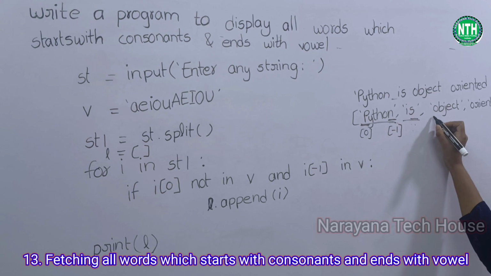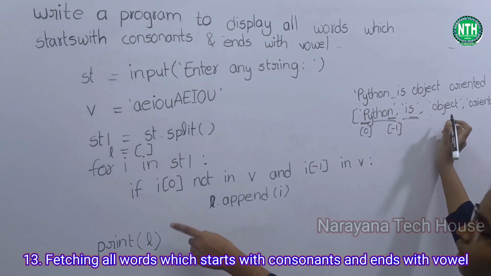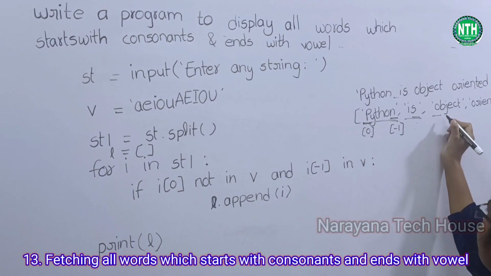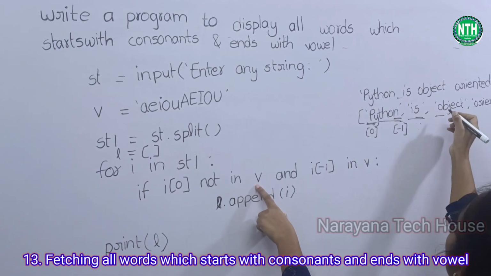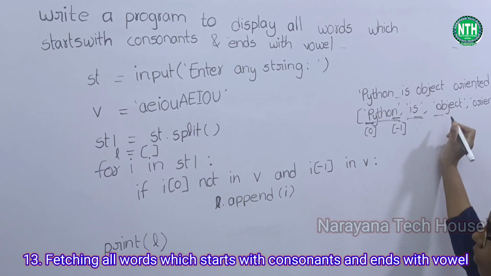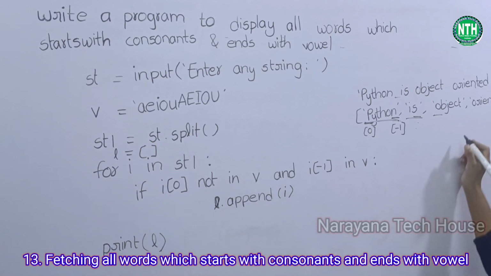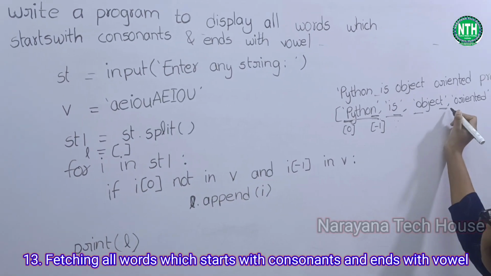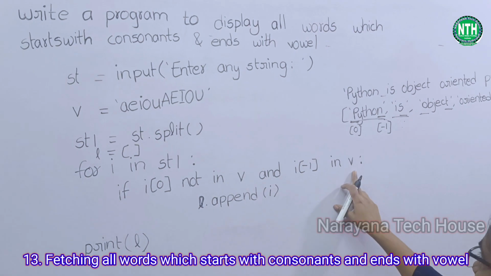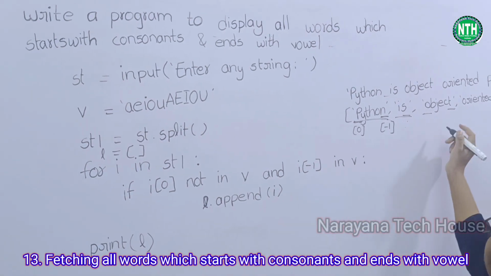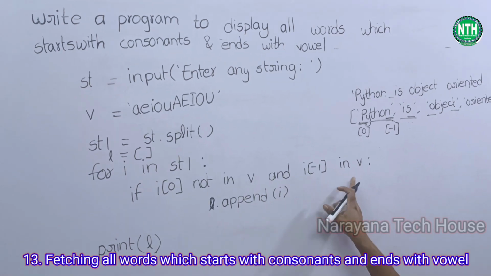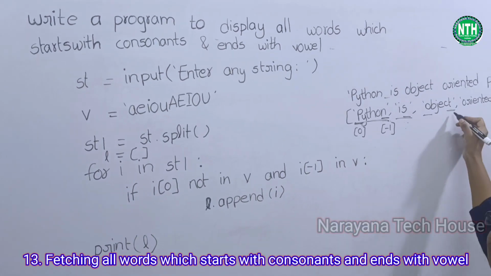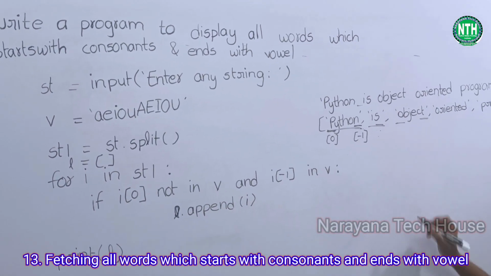Next i value is "object". i of 0 value here is O. i of 0 not in vowel: O is a vowel, so it is false. And i of -1 here is T. i of -1 in vowel: it is not a vowel, so this condition is also false. This word also is not added into this list.